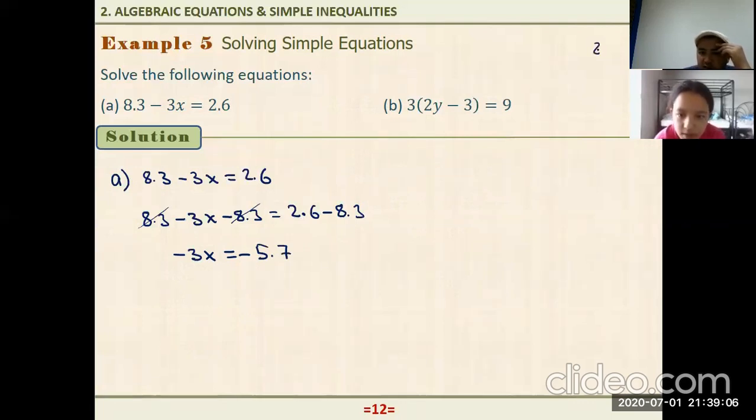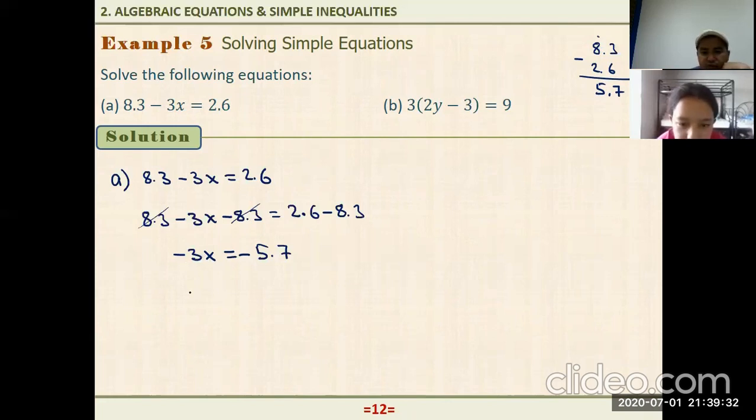Here we have 8.3 minus 2.6. 13 minus 6 is 7. 7 minus 2 is 5. Because of the decimal point, we have 5.7, and since 8.3 is greater, I put a minus here. Right? Good. So now here it is multiplied, right?